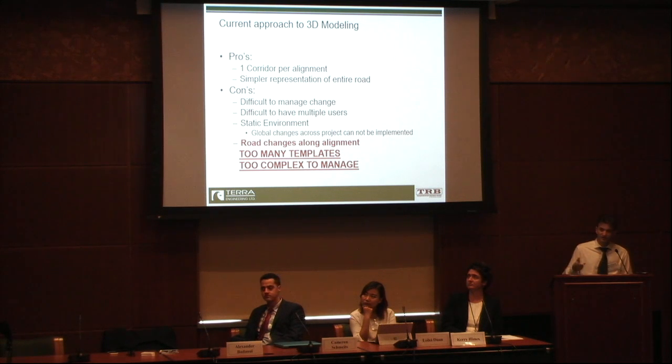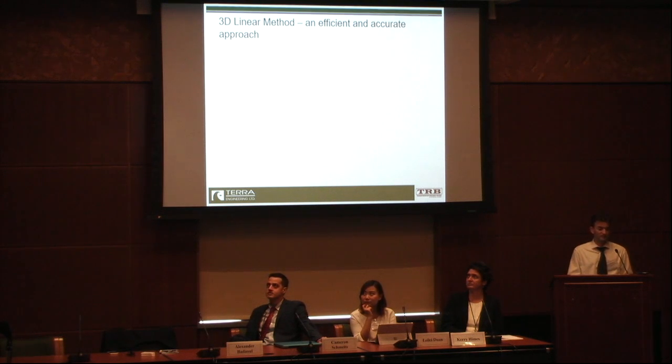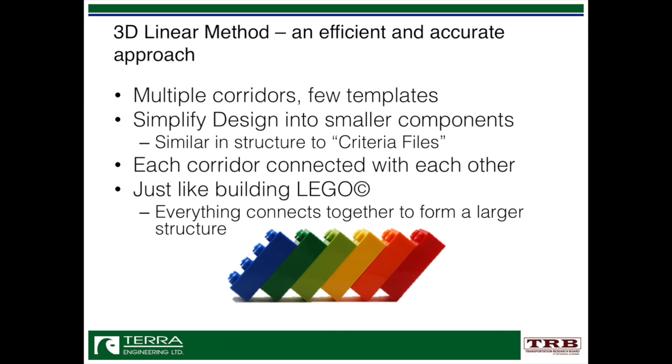And what I find is on some consultants, the person who built that template can't fix it 2 months later because they forgot how they built it. So is there a better way? Well, that's why we're here. 3D linear method is a clean way of building the same data but with simpler templates. It's based on the exact opposite of the current out-of-the-box thinking of one template. Multiple corridors, you keep recycling the same template.